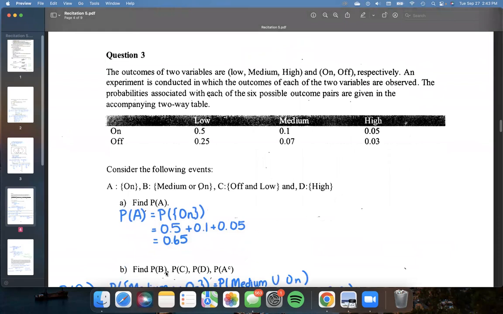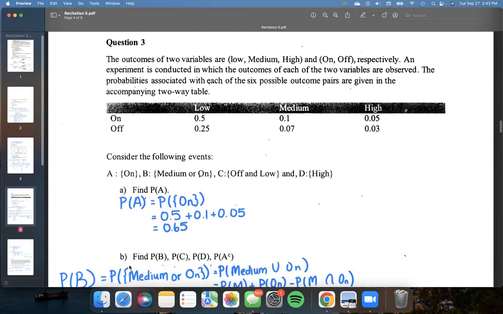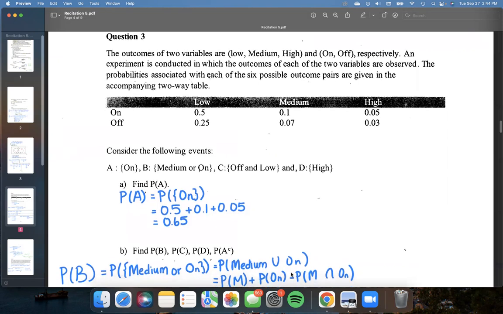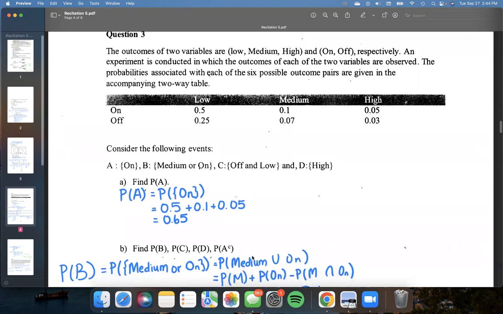Next, we want to find the probability of B, C, D, and A complement. So first, the probability of B is the probability of medium or on. We know or is a union. So this equals the probability of medium union on, which equals, we know that the probability of a union is the probability of medium plus the probability of on minus the intersection of medium and on.